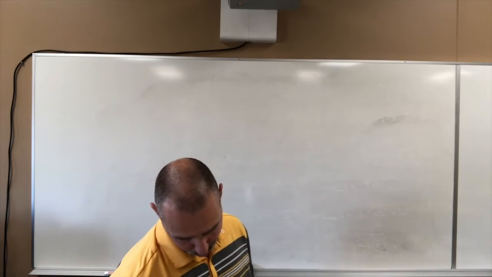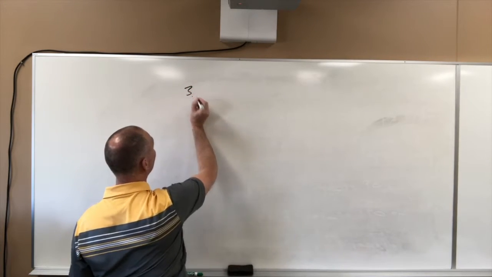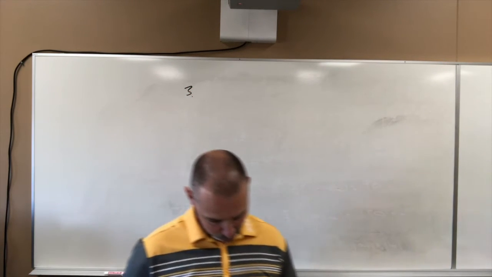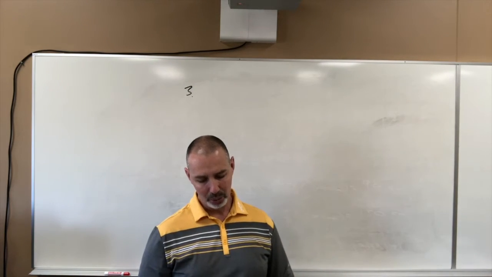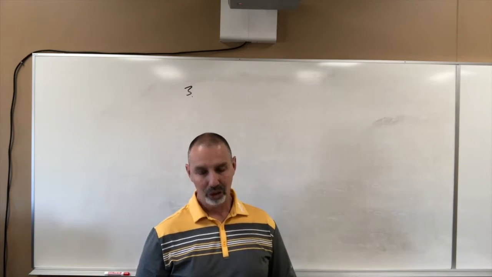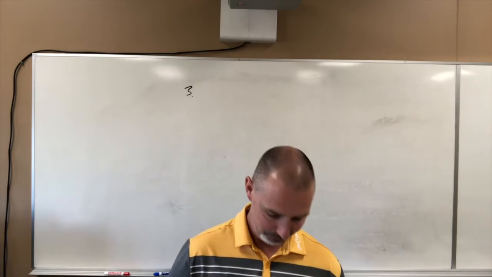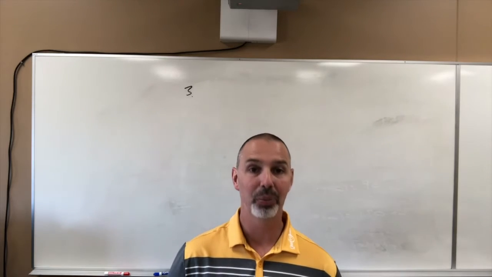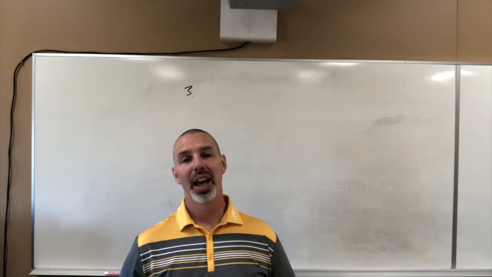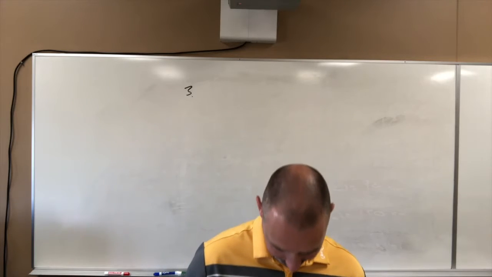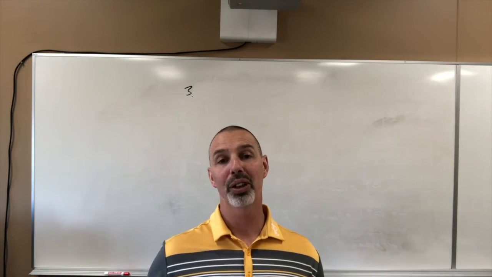Okay, so question number 3 says, what is the shortest air column closed at one end that will resonate at a frequency of 440 hertz when the speed of sound is 352 meters per second? So we're given a frequency, we're given a velocity, and the first resonant length in a closed column of air is going to happen at 1/4 of the wavelength.